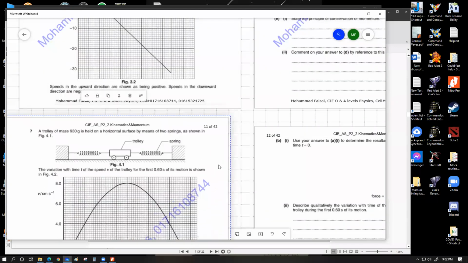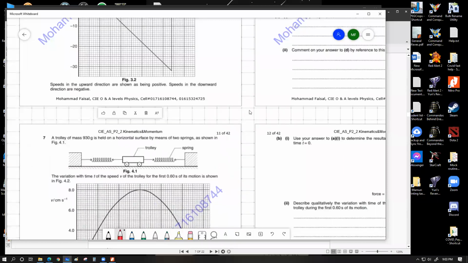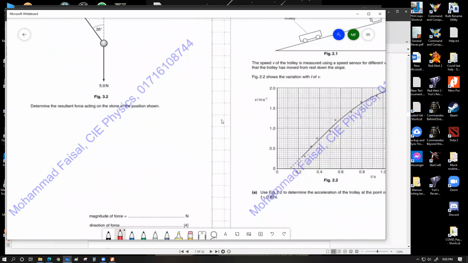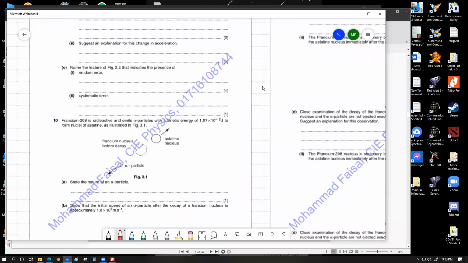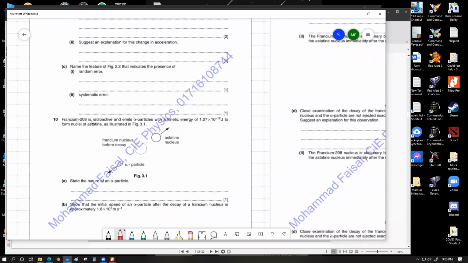Question number 10. Let's have a look. Francium 208 is radioactive and emits alpha particles, the kinetic energy of this mass to form a nucleus of asteroid, as resistance period 3.1. State the nature of an alpha particle.